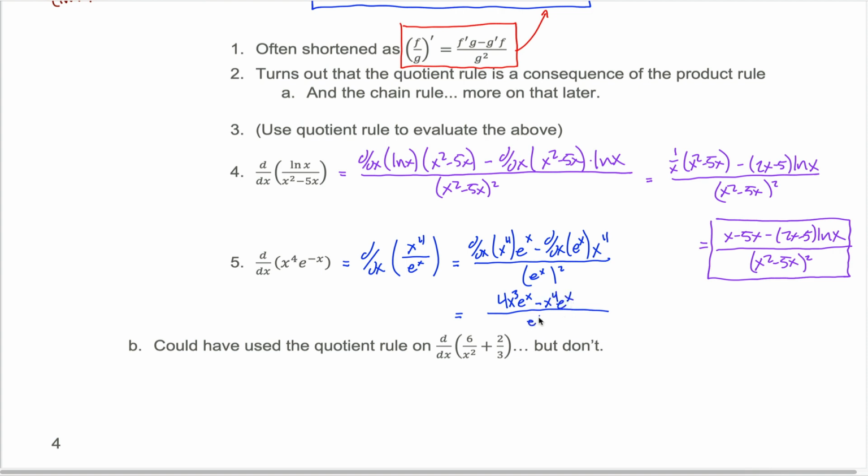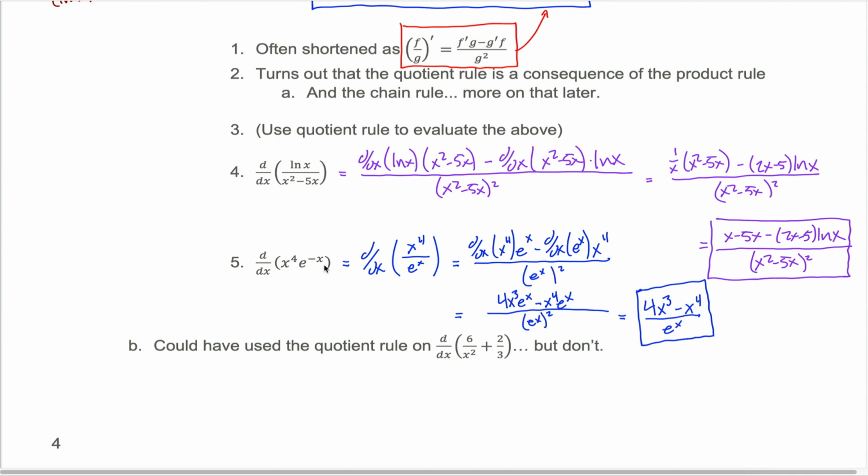That whole thing is over e to the x squared, which I could rewrite as e to the 2x, but I'm not going to. I'm going to instead recognize that I have an e to the x in each of these terms up top. So I can factor out that e to the x and cancel it with one of these e to the x's in the bottom and make my final answer 4x cubed minus x to the 4th divided by e to the x power. Yes, you could factor out an x cubed from each of these terms up top, although I don't know if that's necessarily any simpler. I'd probably stop right here.